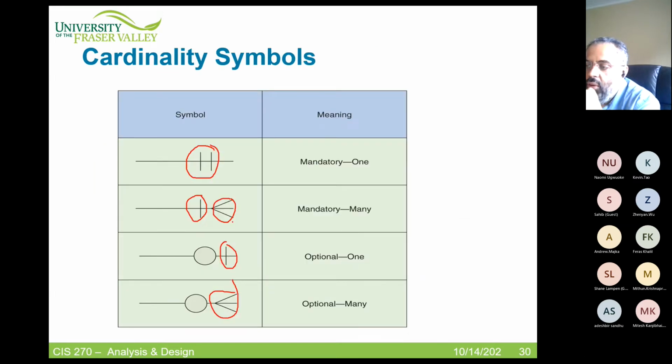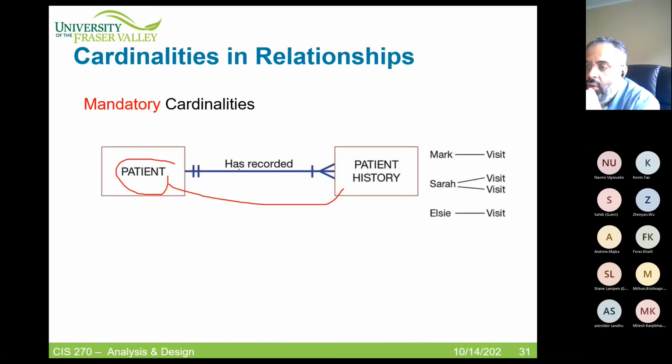So don't forget, this is mandatory many and this is mandatory one, which means that for a patient, it is mandatory, it is not optional. This is why we use this. But he can have one visit or more. This is why we said it is a mandatory many. If it is not mandatory, we will not use this sign. We just use many. Many means it can happen, and if it happens, it can happen many times.